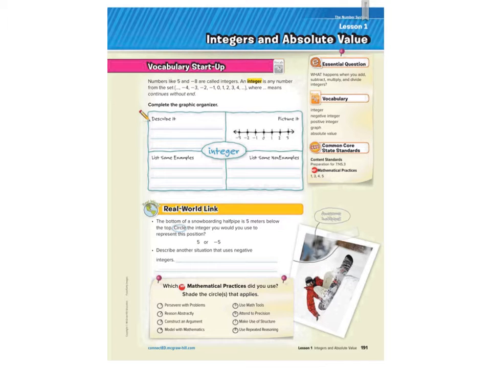So we're going to describe integers in the graphic organizer. We're going to say that integers are whole numbers and their opposites.